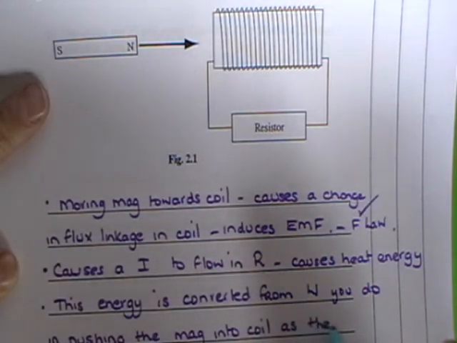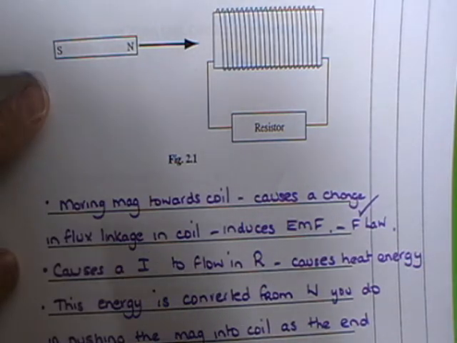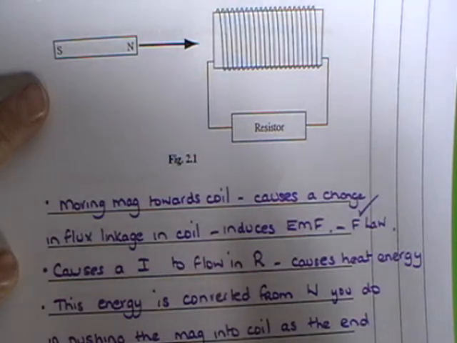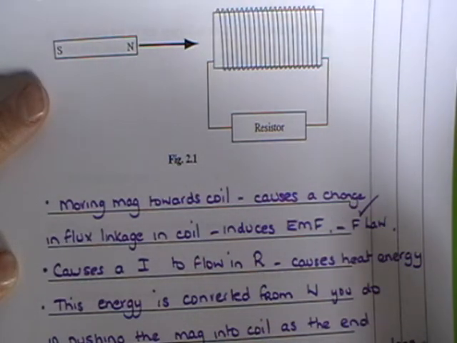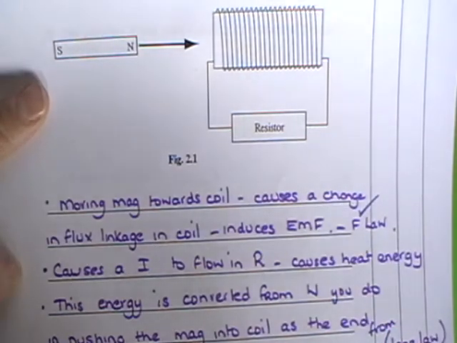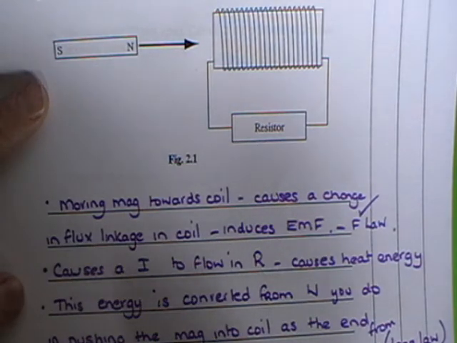As the end of the coil becomes a north pole and so repels the magnet, this is from Lenz's law. And the last mark then is to say that the work done is equal to the heat produced. And that gets you 4 marks.